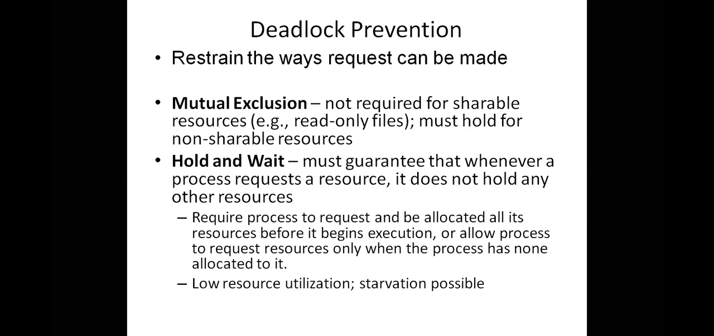What is mutual exclusion? With the help of shareable resources, we can allow multiple processes to use the resource at the same time. Actually, what is mutual exclusion? Only one process at a time can use the resource. But with the help of shareable resources, multiple processes can share the same resource at the same time. And next, hold and wait. Hold and wait means the process should not hold resources when it is requesting another resource. First, the process has to release the resources and then it needs to request.